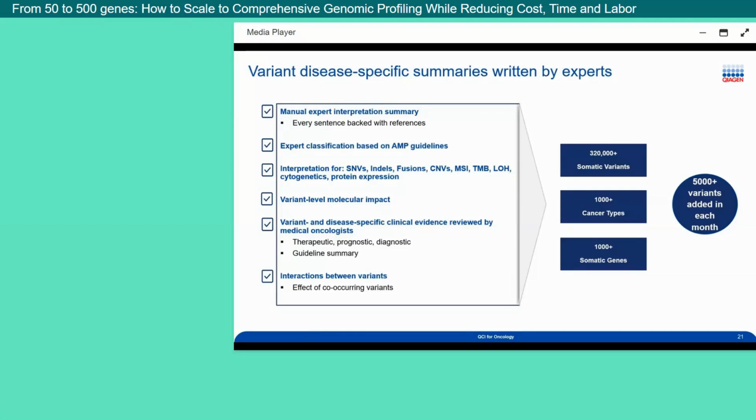QCI Interpret One, as I mentioned before, also provides a disease and gene-specific relevant treatment guideline summary, as well as an analysis of multivariant interactions between variants in the same gene or between variants in different genes. And these interactions are selected based on the level of evidence and pre-curated based on the literature.